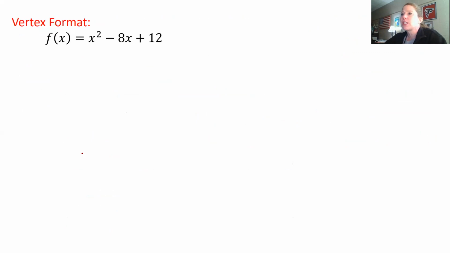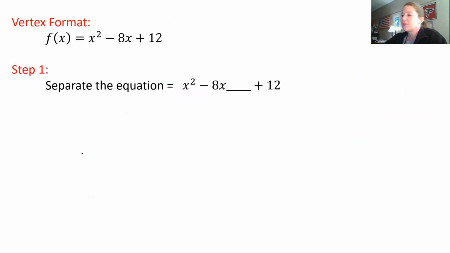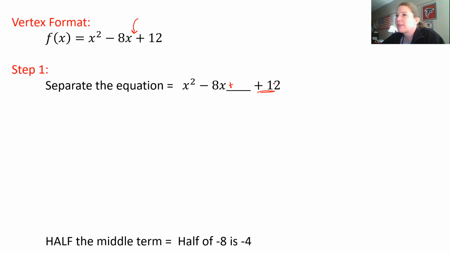So here's our original equation, and here are the steps for those of you that need to have the directions written in front of you. The first thing you're going to do is put a separation right here. We're going to write x squared minus 8x plus a blank, and then here is our original number that we started with.